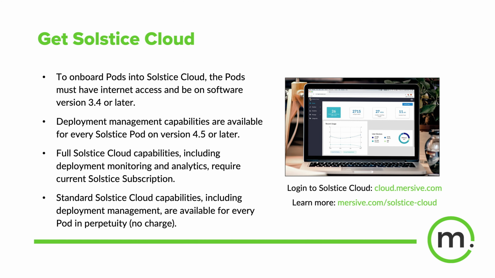So how do you get Solstice Cloud? I'm sure many of you on this call already have it. And if so, then all you have to do is log into your Solstice Cloud account at cloud.mersive.com. If you don't, you need to have some Solstice pods, because Solstice Cloud doesn't really provide much value without the Solstice pod device on your network. And so if your Solstice pods are on a minimum version, you can import those pods into a Solstice Cloud account via the dashboard. I won't walk through that process right now, but there's plenty of documentation that will help you through. It's pretty easy.